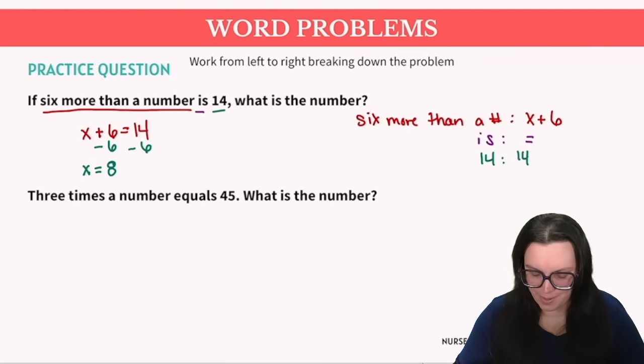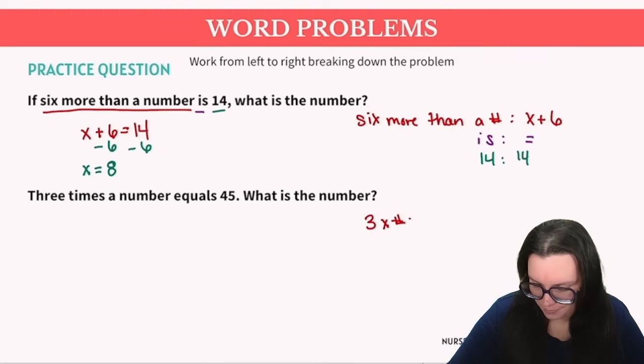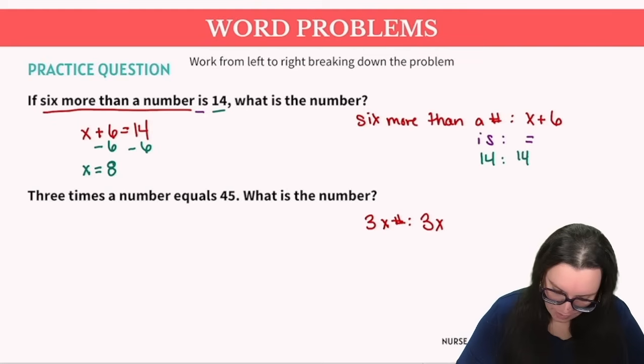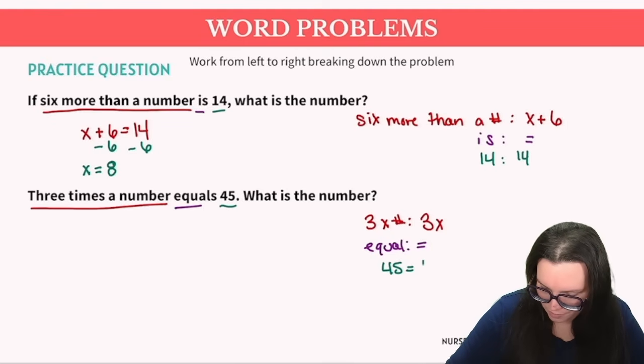Our next example states 3 times a number equals 45. What is our number? So again, we're going to break it down. So 3 times a number is going to be 3x. Then we've got equals. It pretty much just tells us what it is, right? Equals is the equal sign. And then lastly, 45, again, 45 is just 45.